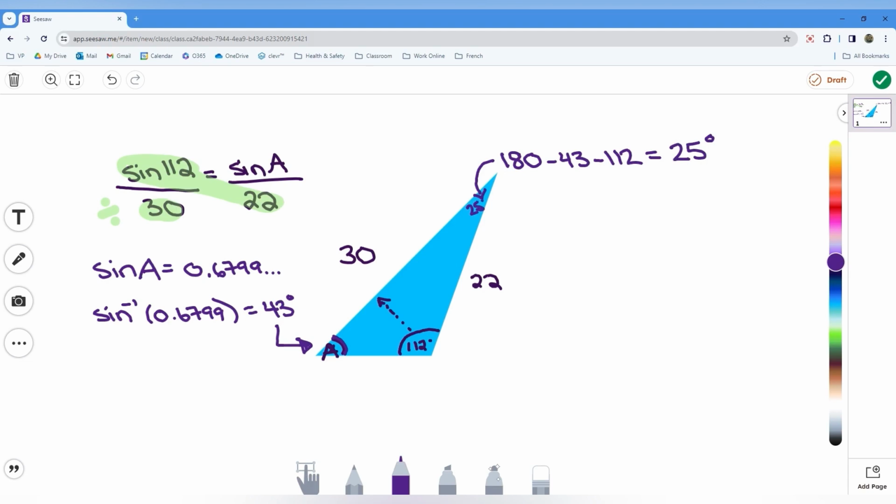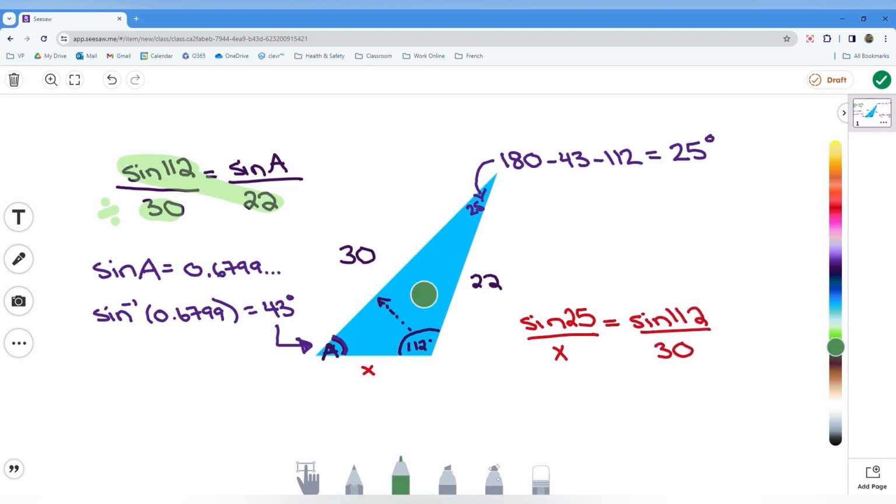All right, now can we solve this triangle for the side over here? Absolutely. Let's set up the law of sine again. So we're going to do the sine of an angle. And because I'm finding x, I need to make sure I'm including the angle that's opposite the side that I want. So it's the sine of 25 over x equals, now I have choices. I can use the sine of 43 over 22, or I can use the sine of 112 over 30. It does not matter. It will give us the same answer. I'm going to go with the sine of 112 over 30.